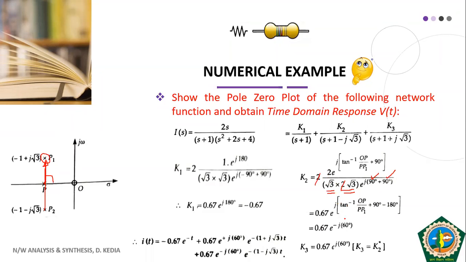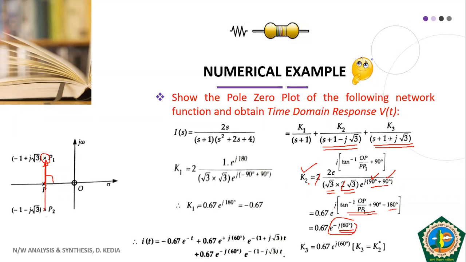Okay. So then what we have, this 180 in the denominator will go in the numerator. And I told you that this is how much? 120. 120 minus 180 is minus 60. And we get this e raised to minus j60. This is how you can calculate K2.